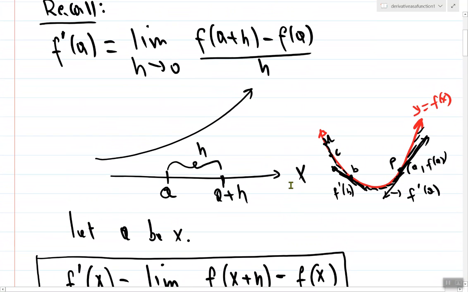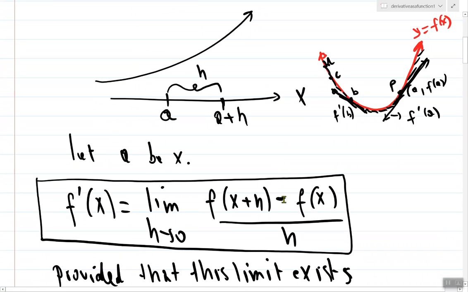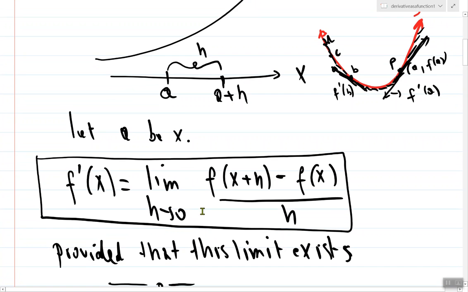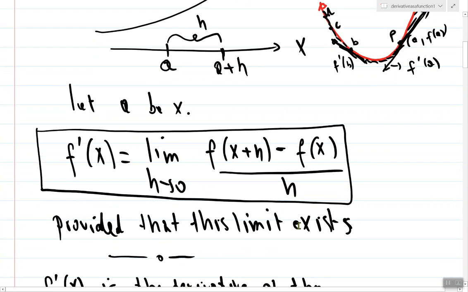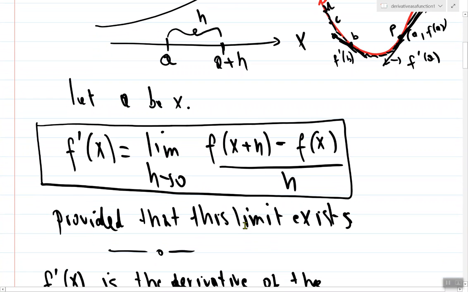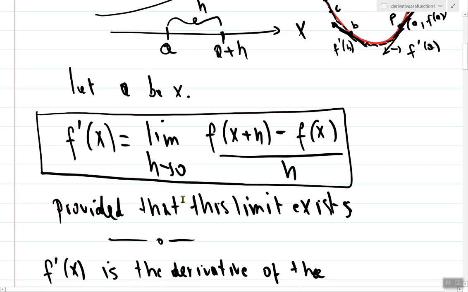But now if we use the same formula, we basically let a be x. So we plug in x for a. This formula will become f prime of x. We also say f prime of x equals the limit as h approaches 0 of f of x plus h minus f of x all divided by h, provided that this limit exists. So this is now the derivative of a function of x. So it is the derivative as a function of x.